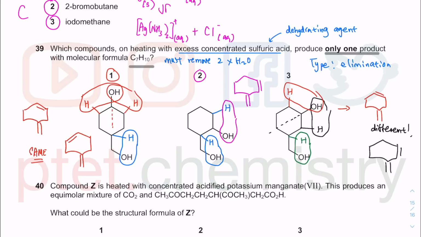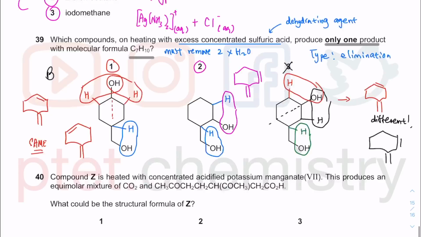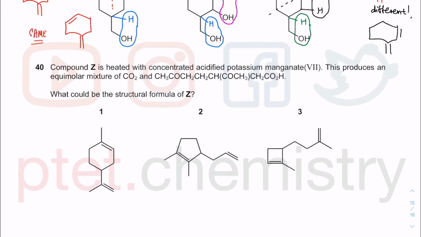I mean I cannot have 3 as the answer because they are looking for only one product, like that. So only 1 and 2 are correct. There must be option B there. Now we've reached the end of this paper.